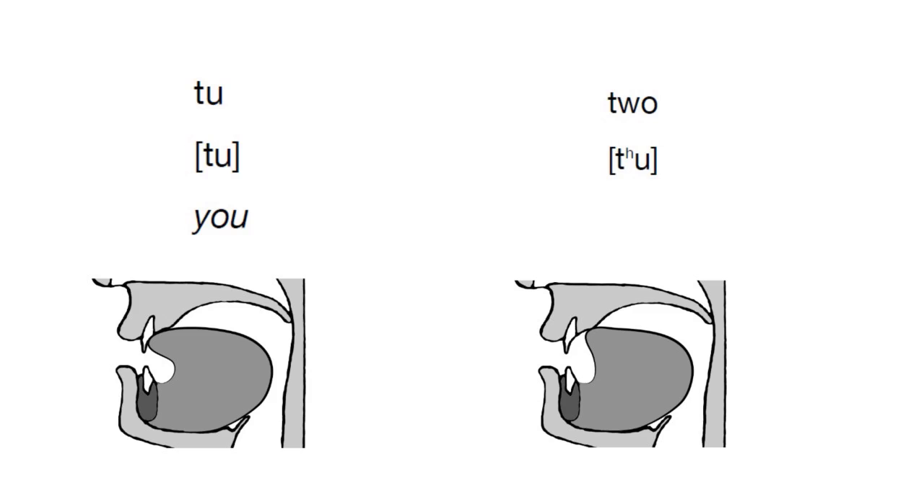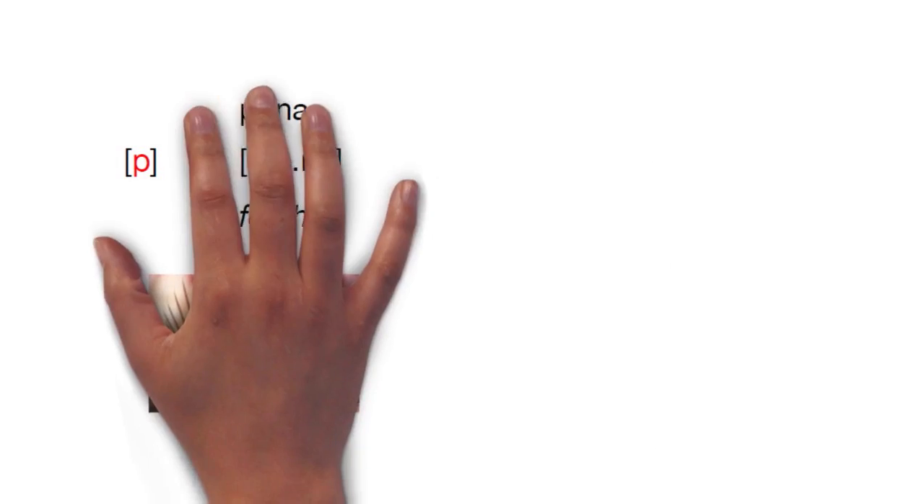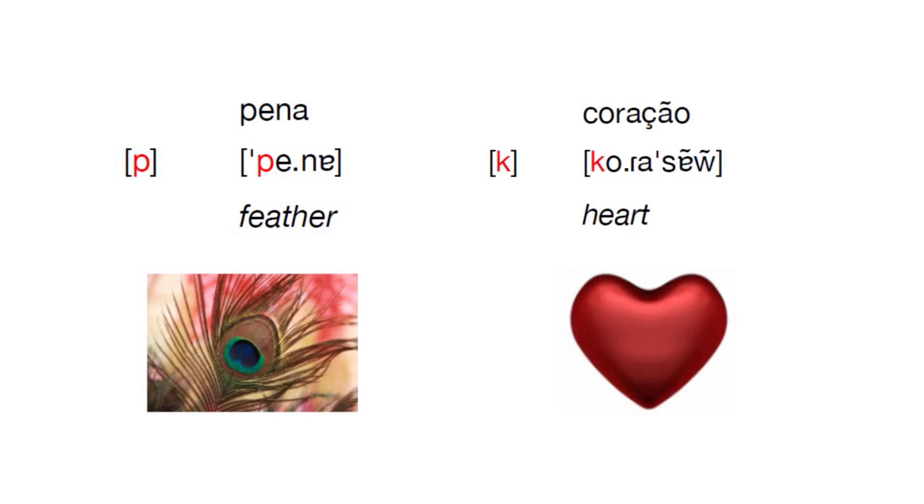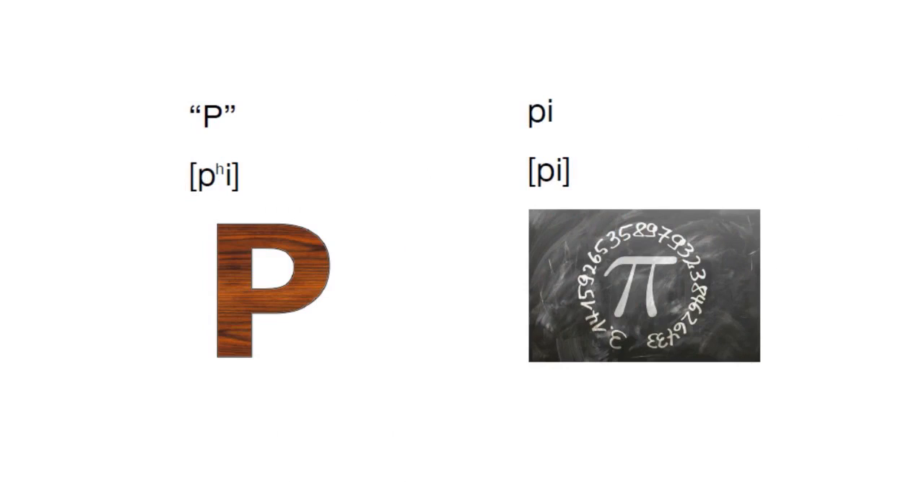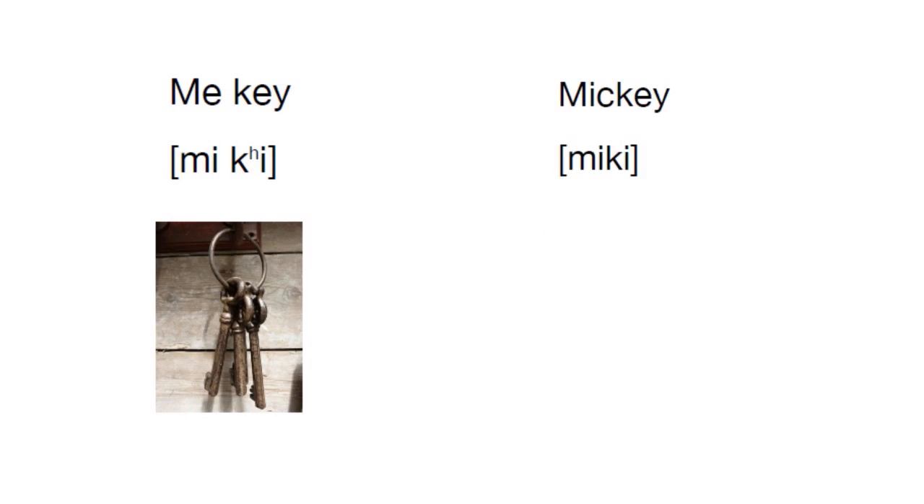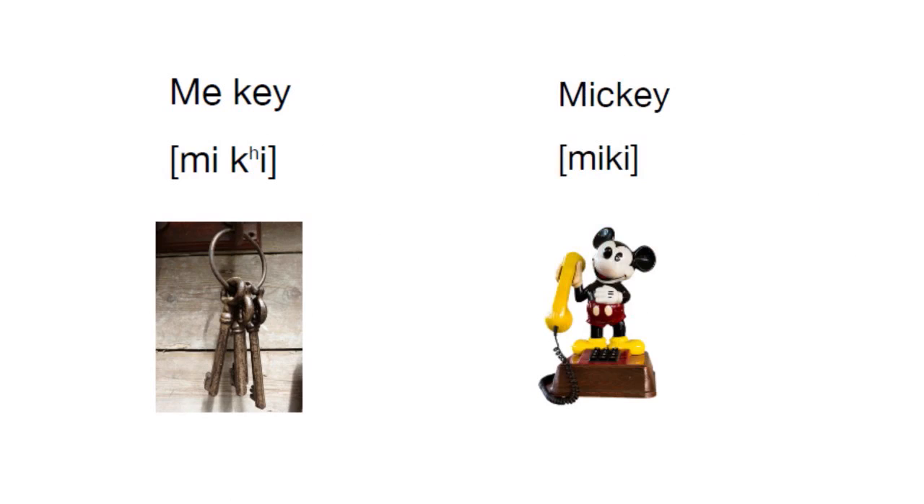So with that, let's move on to 2 more consonants that also don't have big puffs of air in Portuguese. There's p as in pena and k as in coração. For both of these consonants, the difference between English and Portuguese is all about that puff of air. In English, for instance, there's p as in p. Same thing with k. In English, we have k as in key, and in Portuguese, we have k as in Mickey. Comparing them directly, English has Miki, and in Portuguese, Miki.